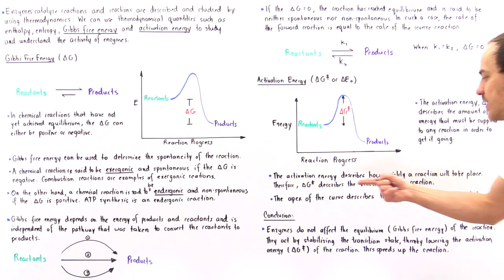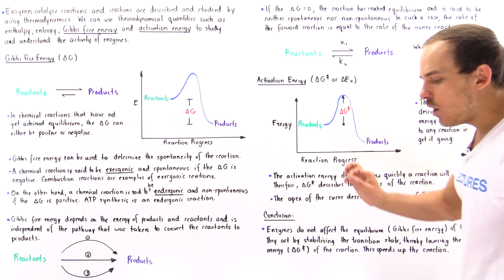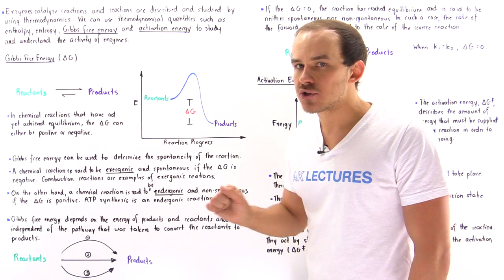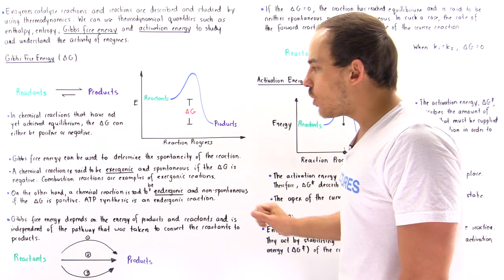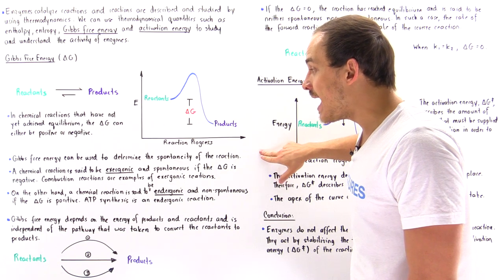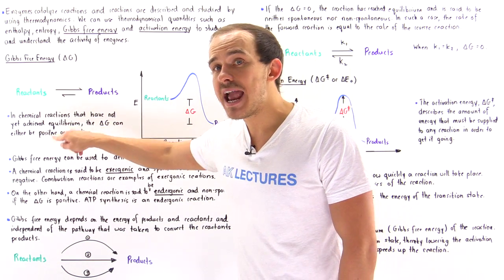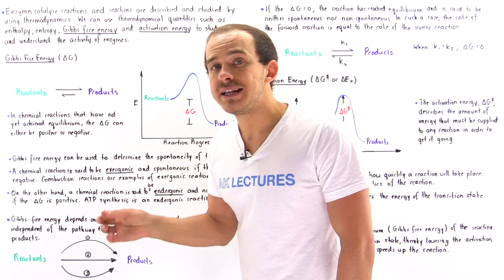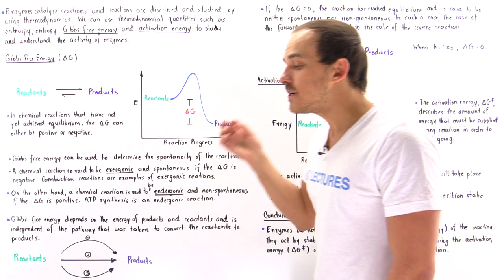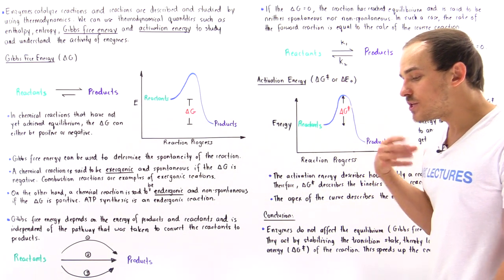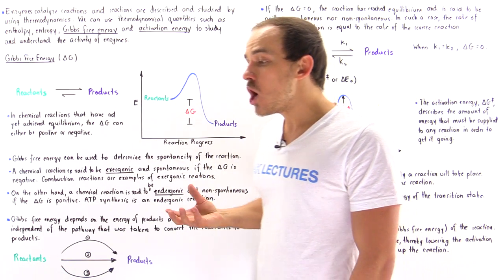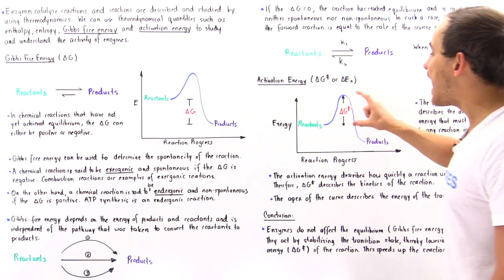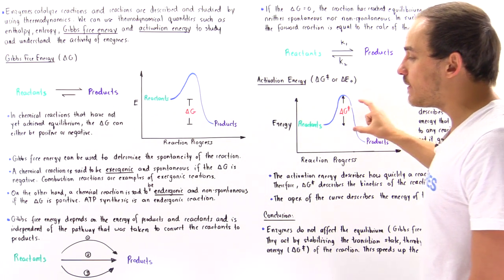Now, the activation energy describes how quickly a reaction actually takes place. So a reaction can be spontaneous. It can have a negative delta G value, but it can take place very, very slowly. And if a reaction takes place very slowly, what that means is it has a very high activation energy.